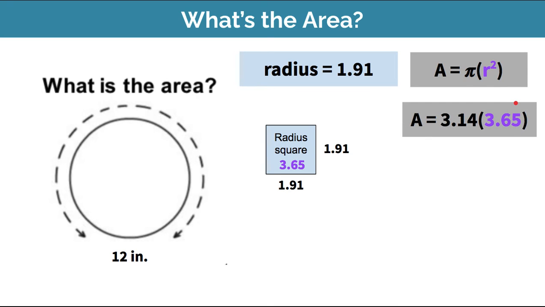This is what it looks like. The area is equal to pi, or the 3.14, times 3.65, and we end up getting 11.5 as our area, 11.5 inches squared. So again, use this video to help you as a model.